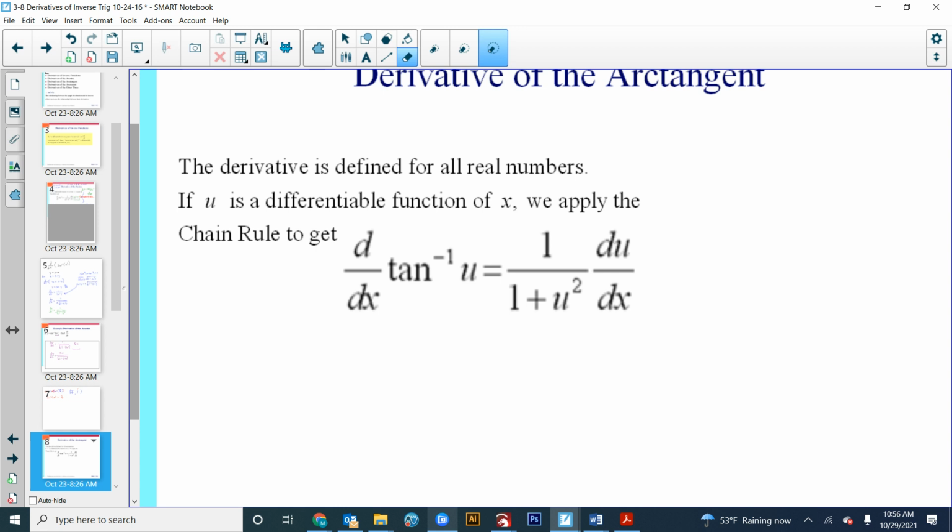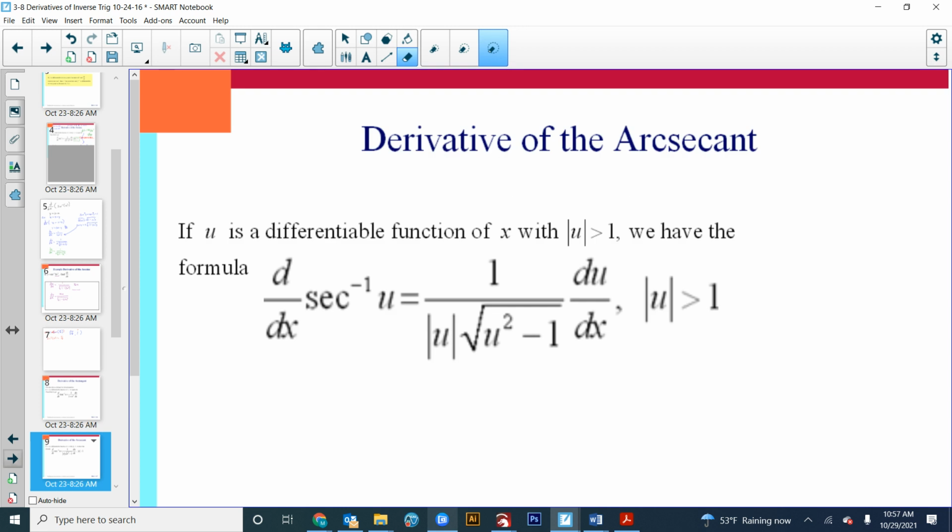All right, does everyone have 1 over 1 plus u squared times du dx? Awesome. I don't want to get into it, but what's the range of regular tangent? Do you agree? So that's why there's no domain restriction on this one. Okay?